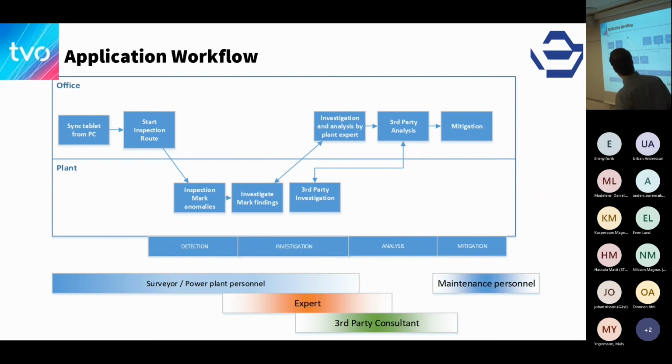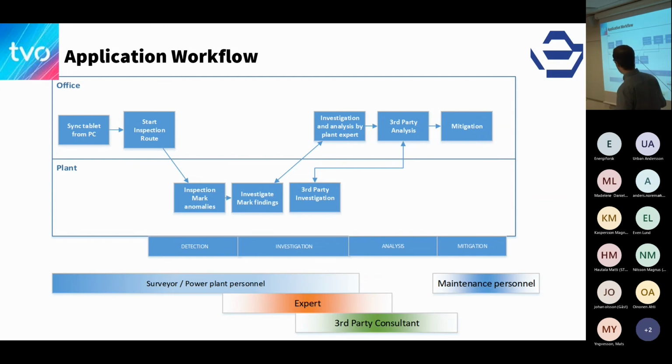So overall, this is like a pre-step before the detection phase. We have the tablet in the office, and we ensure that it's synced with the main database, and we start the inspection route. And during the inspection route, we might have a switch of personnel who is using the device. And during the detection phase with the tablet, all the anomalies are indicated on the tablet.